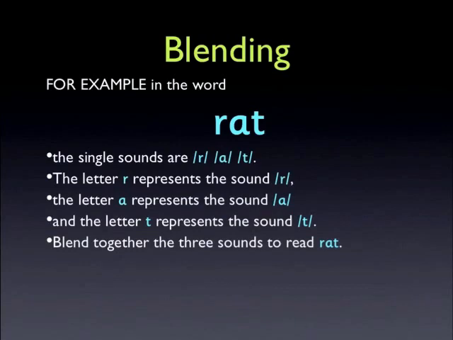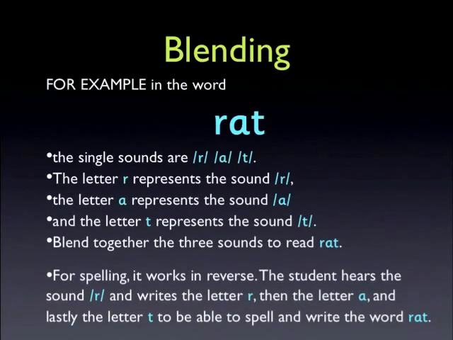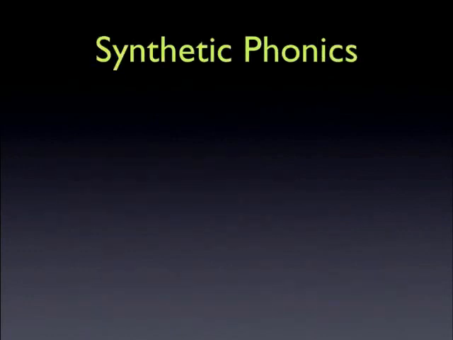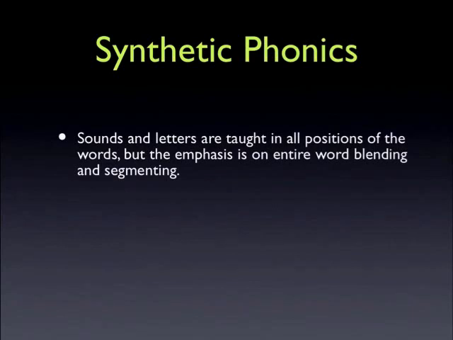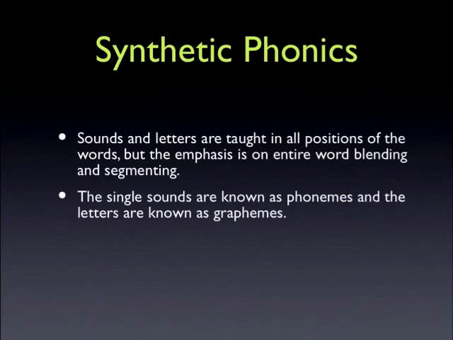For writing and spelling, it works in reverse. The students hear the sound R and write the letter R, then the letter A, and lastly the letter T, to be able to spell and write the word rat. In synthetic phonics, sounds and letters are taught in all positions of the words, beginning, middle, and end, like where is the T sound in rat. But the emphasis is on entire word blending and segmenting. The single sounds are known as phonemes, and the letters are known as graphemes.